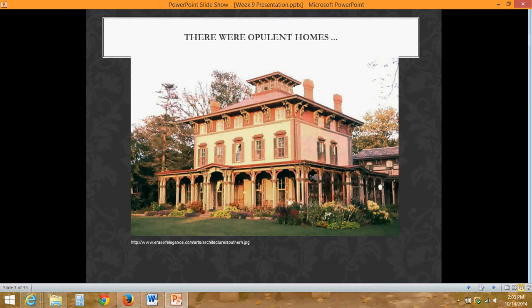There were things like really opulent homes. This is the Victorian era of home construction. You see these homes they call painted ladies. They're huge, beautiful homes that are opulent and grand. So you have people that are very rich and can afford very detailed and ornate home construction.